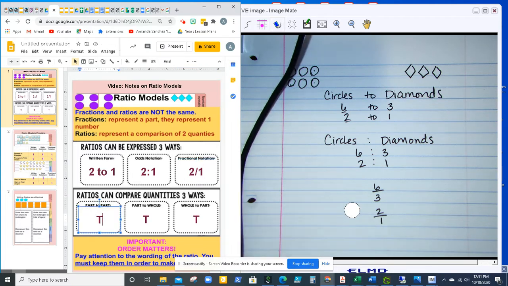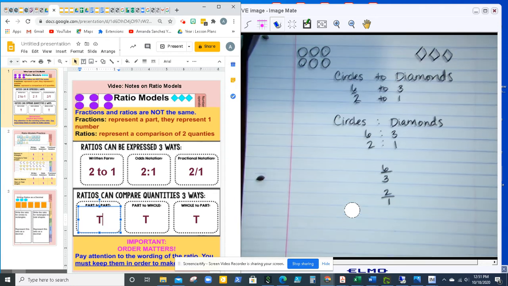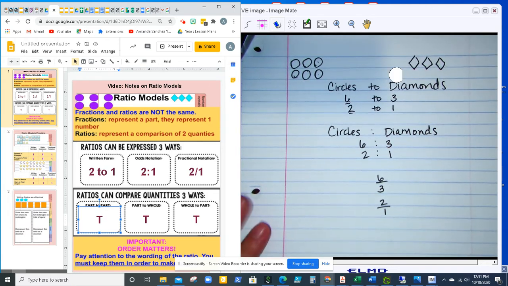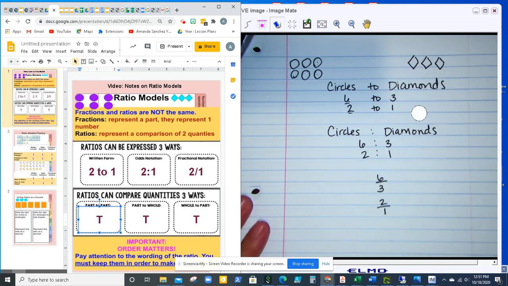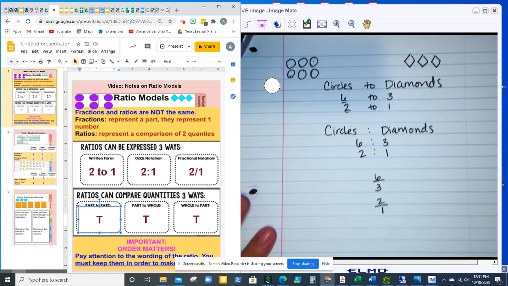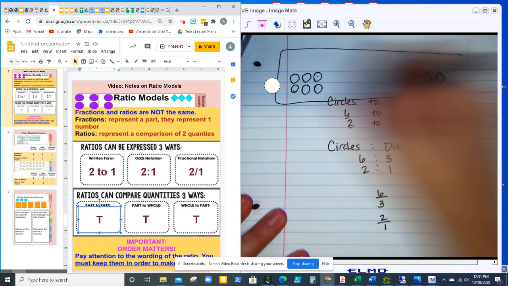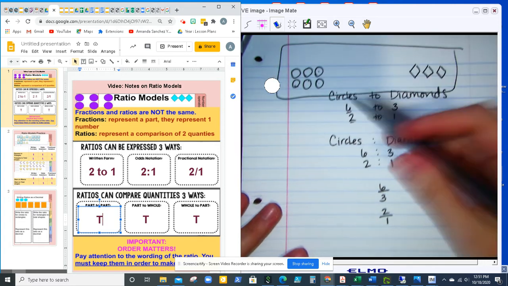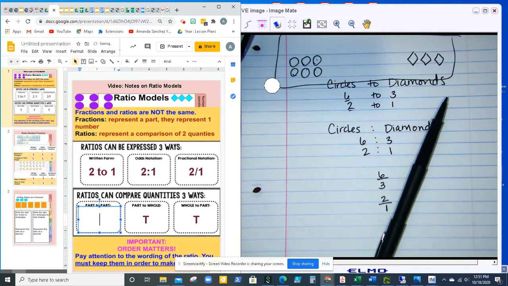Okay, now the second part is ratios can compare quantities in three different ways. The first way that I showed you, this is a part-to-part ratio because circles is a part and diamonds is a part. So that's a part-to-part ratio. So in your document, part-to-part ratio.